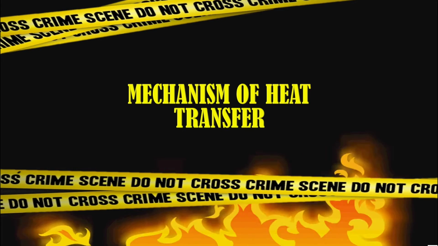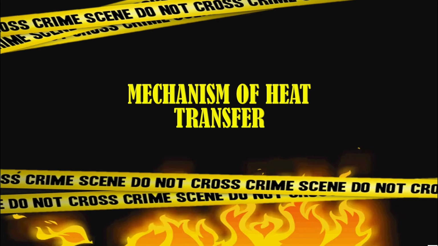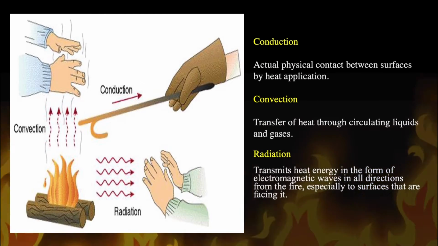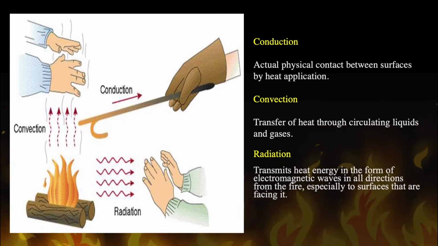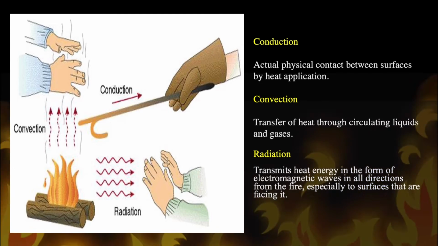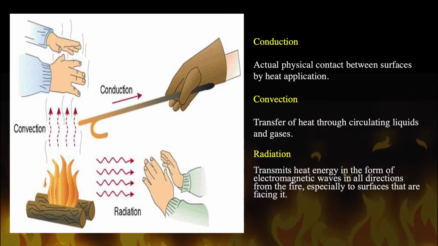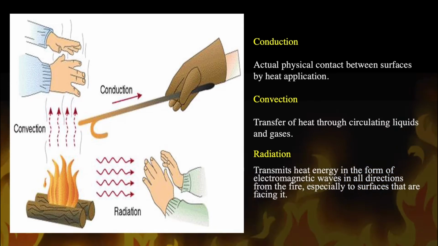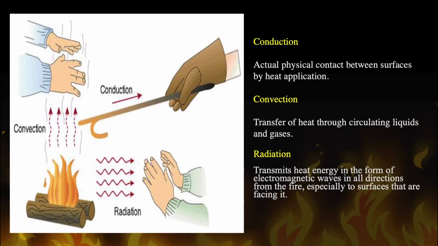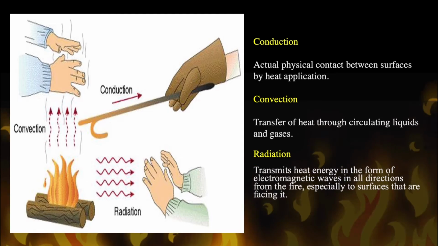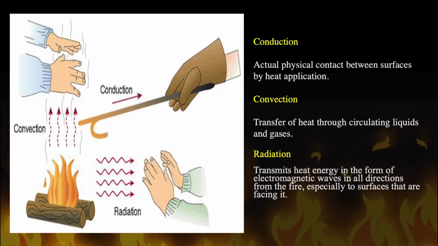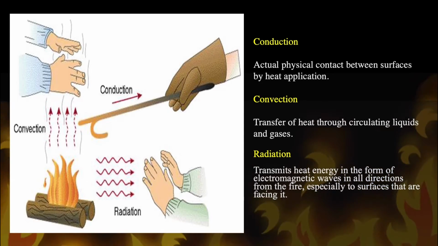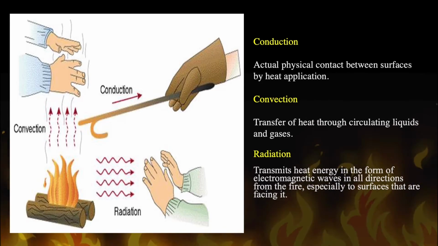Mechanism of heat transfer. There's three mechanisms of heat transfer. Firstly, conduction. Conduction is an actual physical contact between surfaces by heat application. Next, convection. Convection is the transfer of heat through circulating liquids and gases. Lastly, radiation. Radiation is the transmitting of heat energy in the form of electromagnetic waves in all directions from the fire, especially to surfaces that are facing it.